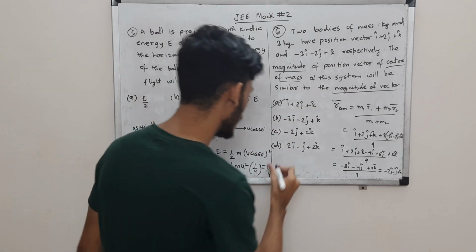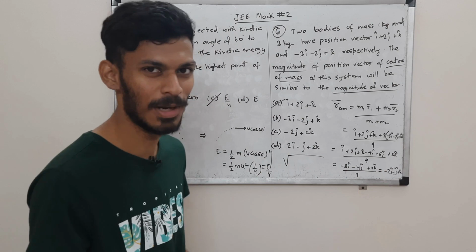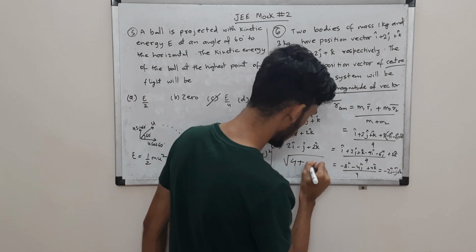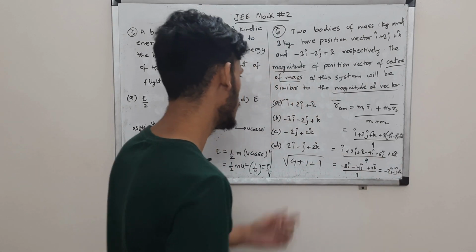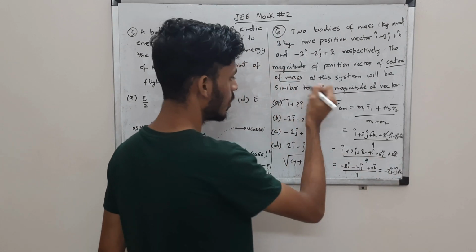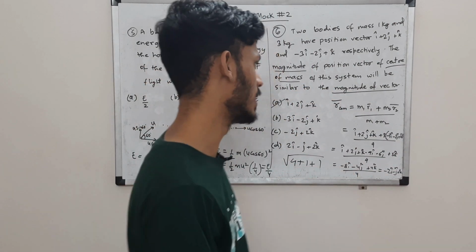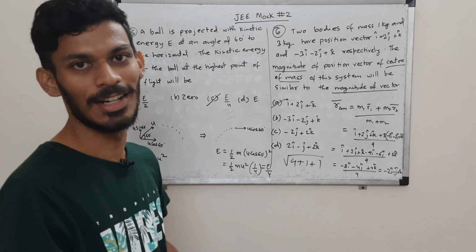Basically the magnitude only depends on the coefficients, right? It does not depend on the sign, because you are squaring it. So 2 square is 4, plus minus 1 square is 1, plus 1 square, so root 6. And here also 1 square plus 2 square, 4, plus 1 square, 1, so again root 6. So option A is correct over here. Let's move to the next set of questions.